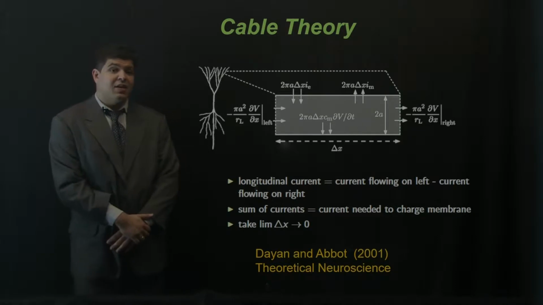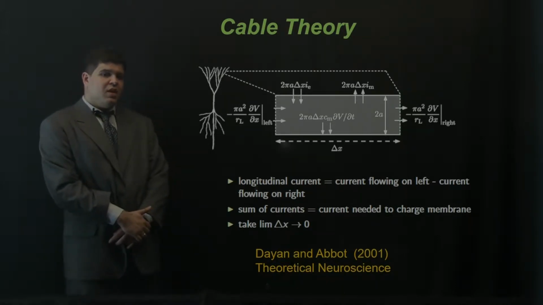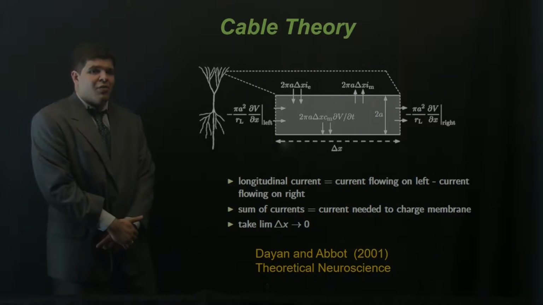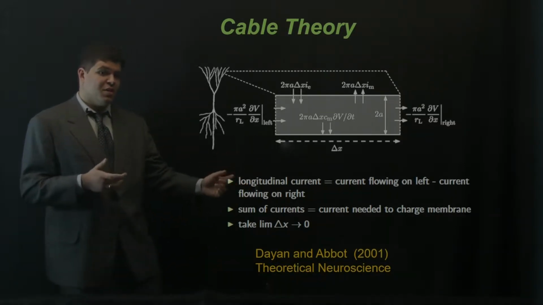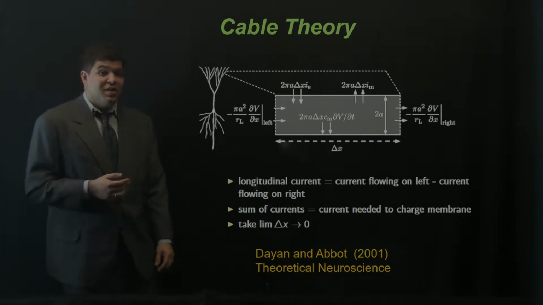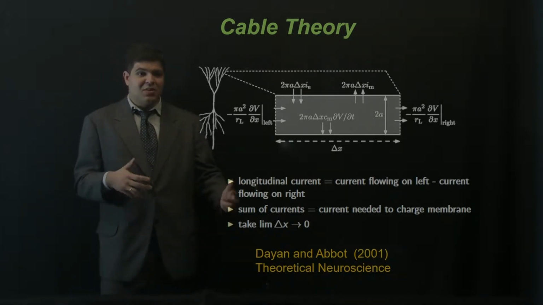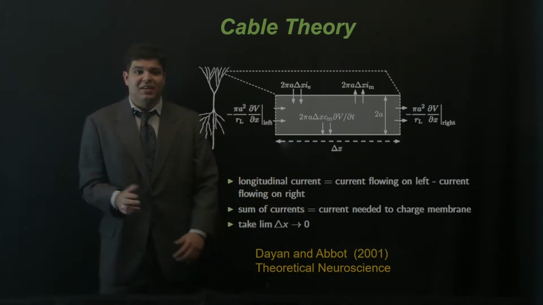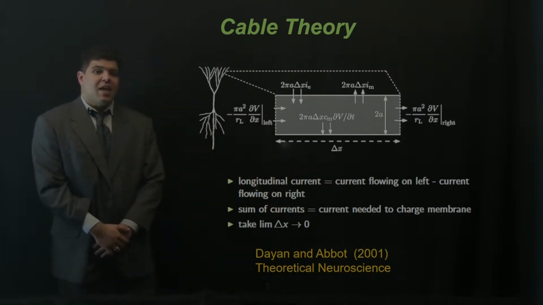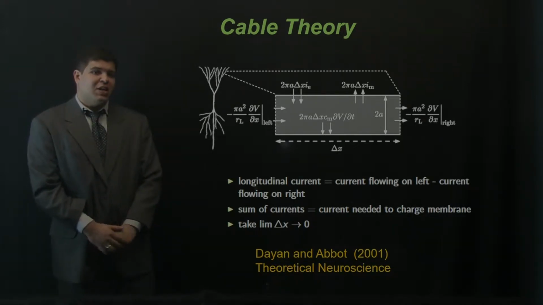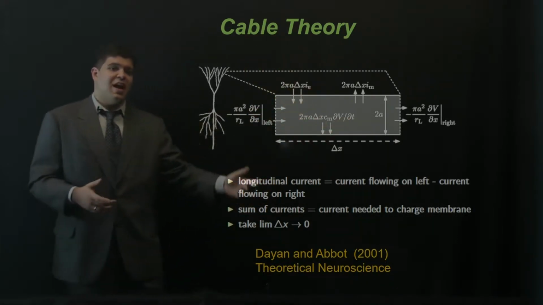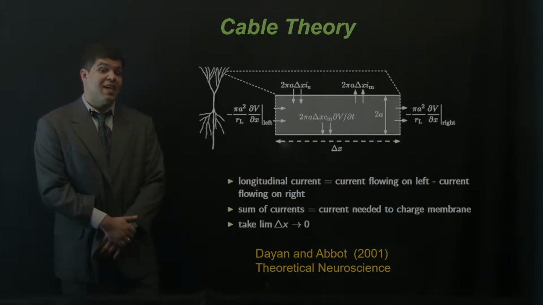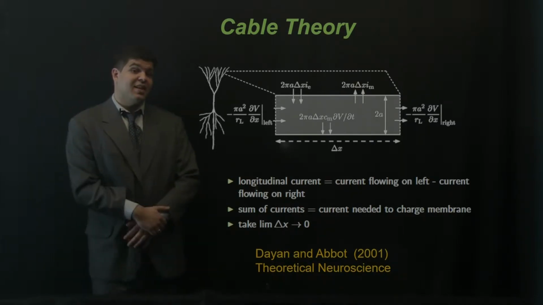Okay, the way you derive the cable equation is basically an argument of conservation of current. You look at the longitudinal current, which is the current flowing on the left minus the current flowing on the right, and the sum of currents is the currents needed to charge the membrane. So if there are any changes in this flux, it's because there were currents coming in and out from the membrane that disrupted the system.